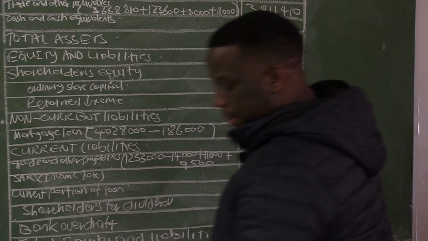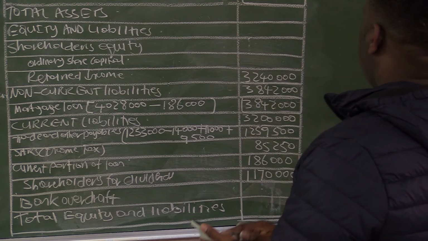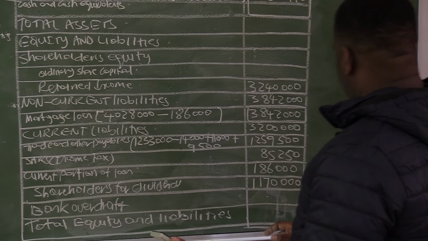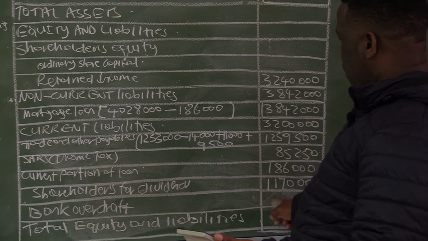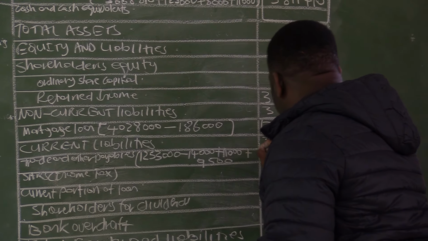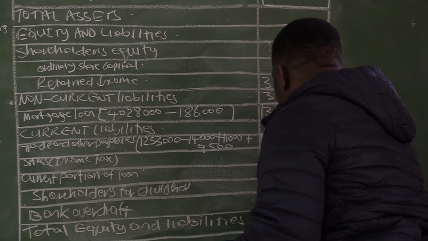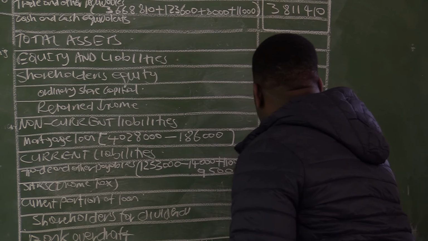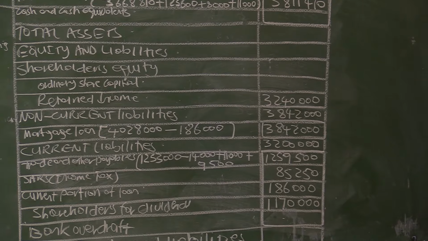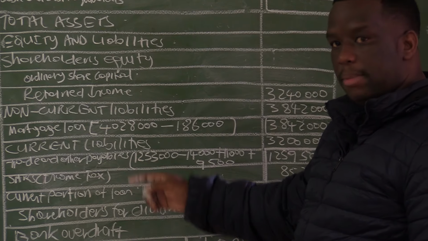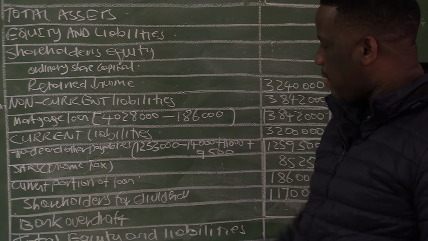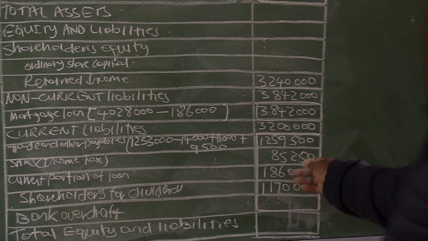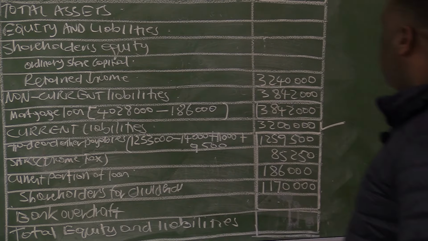And then bank overdraft. Bank overdraft will then be a balancing figure here, because the current liabilities start from here. These are all current liabilities: trade and other payables, SARS income tax, current portion of loan, shareholders for dividends, and bank overdraft. So the current liabilities have a total here, which is 3,200,000.